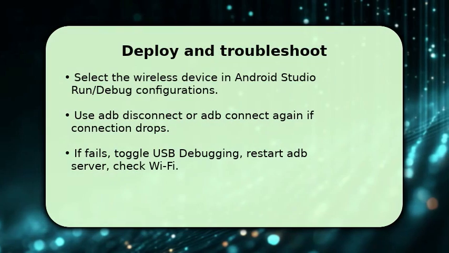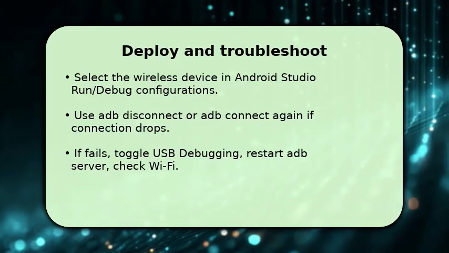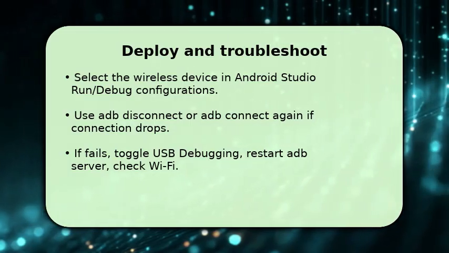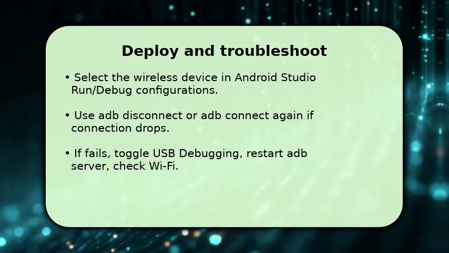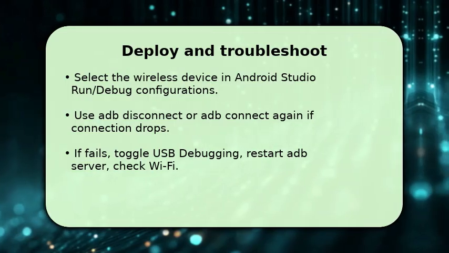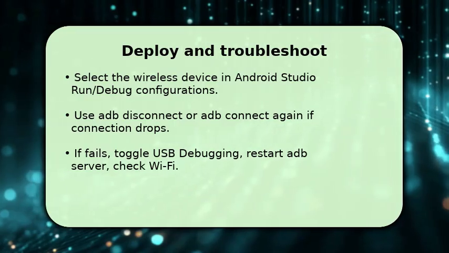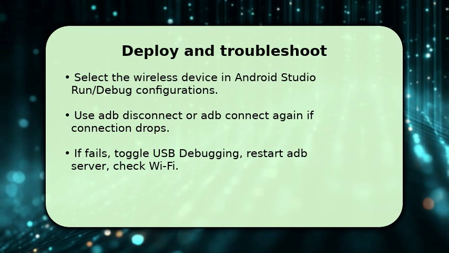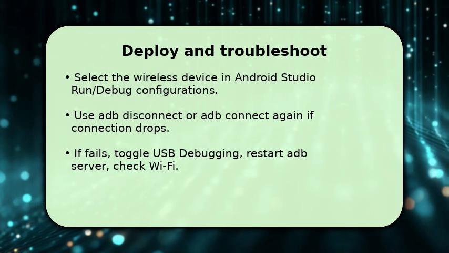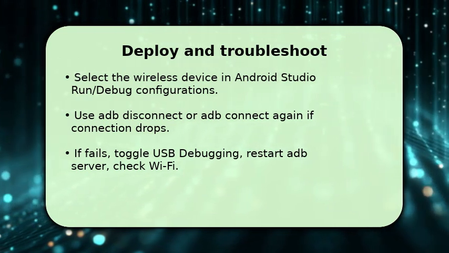If the connection drops, run ADB Disconnect, then ADB Connect IP 5555, or restart the ADB server with ADB kill-server and ADB start-server. This forces a fresh handshake. Make sure both phone and PC stay on the same Wi-Fi and that battery savers or VPNs aren't blocking traffic.